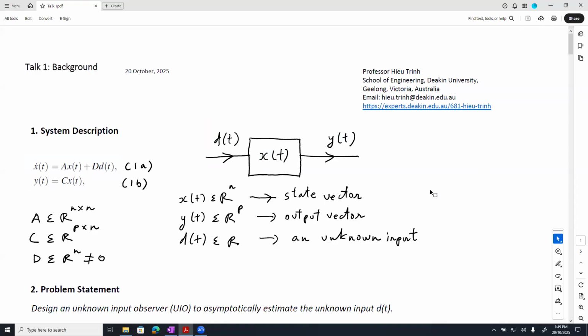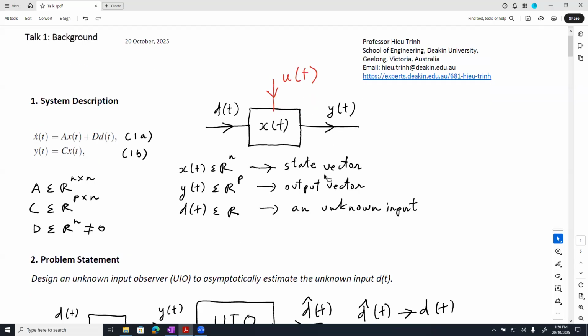In this presentation, we also do not consider the known control input vector u of t coming into the system. It does not cause any difficulty at all as far as observer design is concerned.